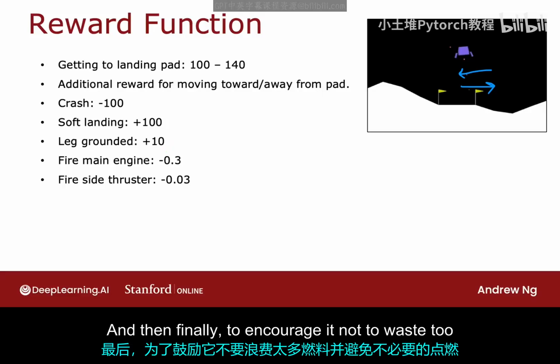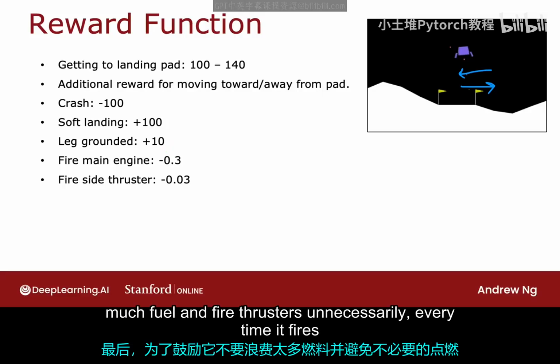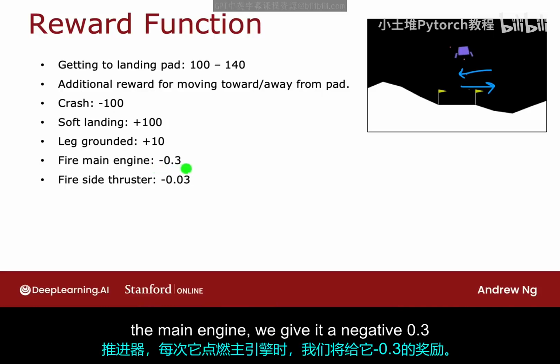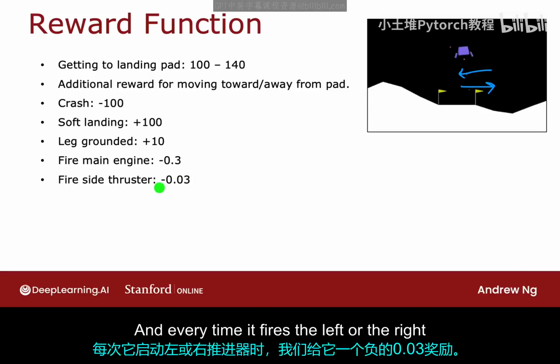And then finally, to encourage it not to waste too much fuel and fire thrusters unnecessarily, every time it fires the main engine, we give it a negative 0.3 reward. And every time it fires the left or the right side thrusters, we give it a negative 0.03 reward.